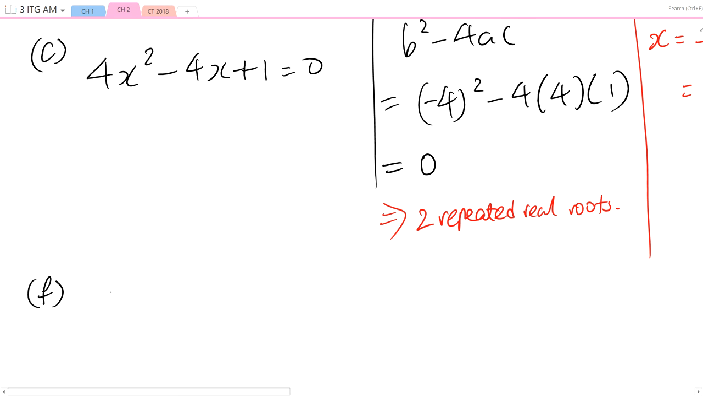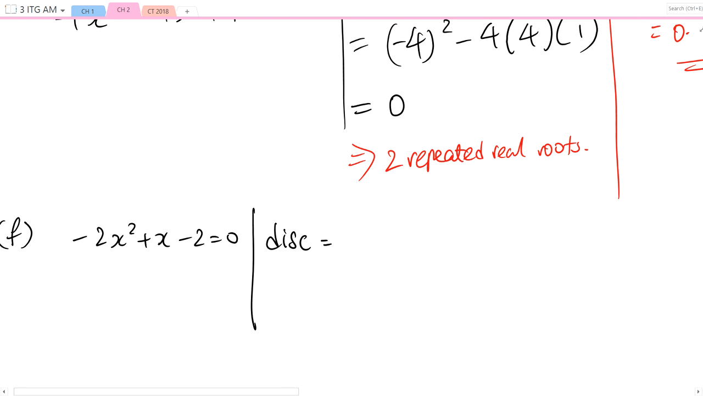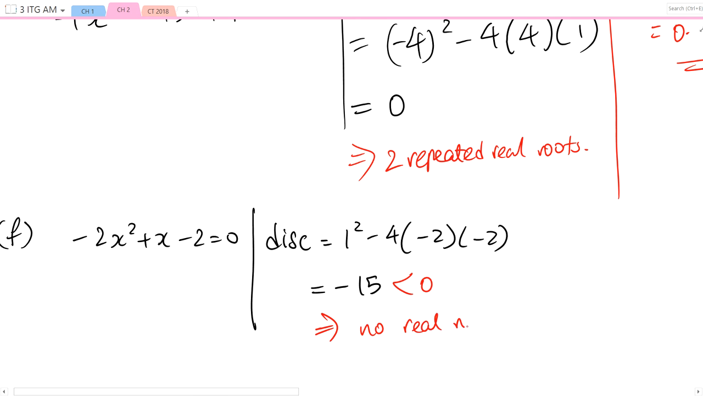Part F, yeah? We've got negative 2x squared plus x minus 2 equals 0. What is the discriminant? So notice that I don't want to write b squared minus 4ac anymore. I want to write discriminant. What is the value? 1 squared minus 4, negative 2, negative 2. How much is this? Are you sure 0? Negative 15. Okay, so what is this? What do you want to write at the right hand side? Greater than 0? Less than 0? What is it? It's less than 0, so no real roots.